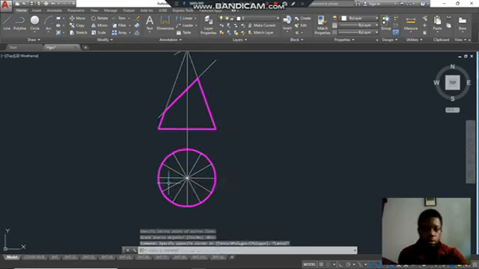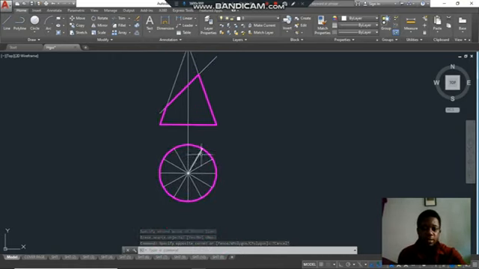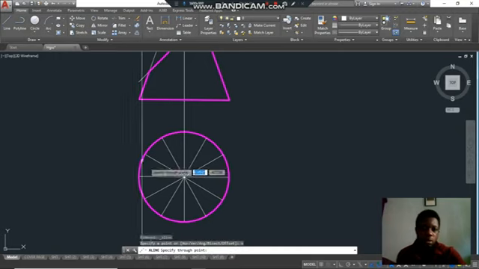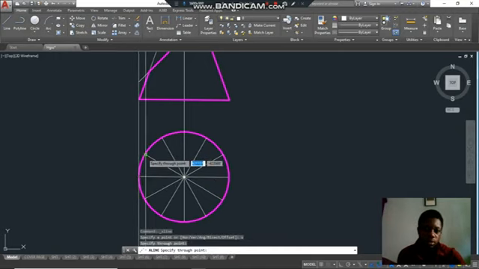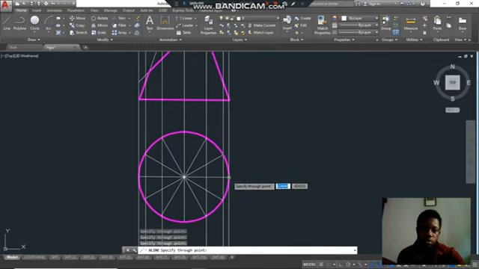Okay, I have this. Now the next thing is, after dividing this, you project a line from each of these points. So I'm going to pick my construction line, vertical line. I'll pick this, pick this, pick this. We already have this point. Okay, pick all the other points, pick this, and finally pick this.